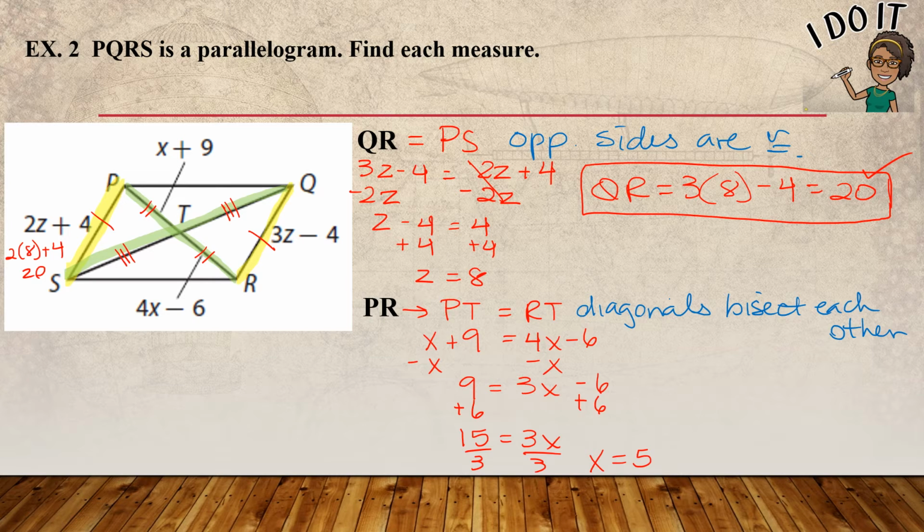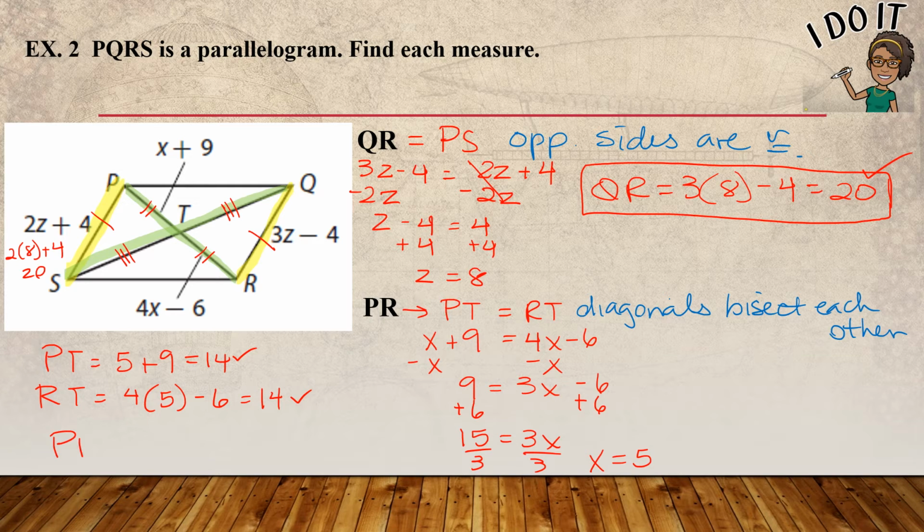But remember, we're not trying to find x, we are trying to find all of PR. So I'm going to take my x and plug it into PT. So PT is going to give me 5 plus 9, which gives me 14. RT is going to give me 4 times 5, which is 20 minus 6, gives me 14. So I know for sure already I'm correct because these two parts are supposed to be the same.